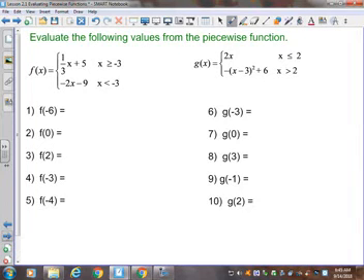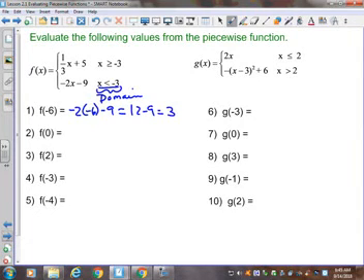So again, this is your domain. You choose your question by which domain it fits in. For example, negative 6 is less than negative 3, so you want to use the second equation, because this equation says less than negative 3. And so you'll do negative 2 times negative 6 minus 9, because that's the formula that fits the domain. That'll be 12 minus 9, which is 3.